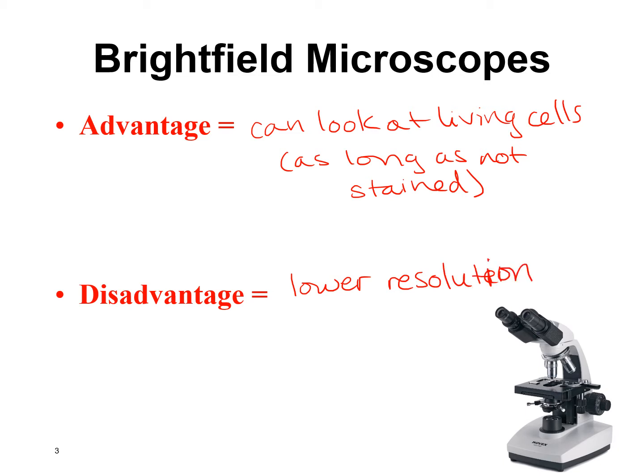And remember, resolution is just how sharp or clear the image is, how much detail that you can see. And so the resolution of the bright field microscope, you can see down to the size of a bacterial cell, but then anything smaller, it can't resolve that, and so anything smaller, you can't see that.